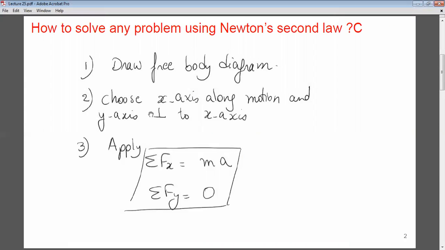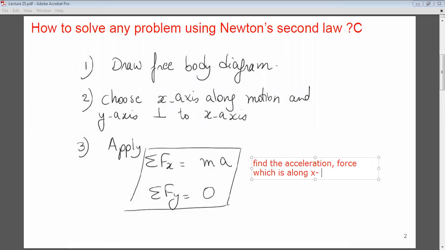The first step, we draw a free-body diagram. The second step, we choose the x-axis along motion and the y-axis perpendicular to it. The third step is to choose whether I will apply summation of Fx equal ma or summation of Fy equal ma. Usually, I apply summation of Fx equal ma if they ask me to find the acceleration, or if they ask me to find some force which is along the x-axis, like friction, for example.